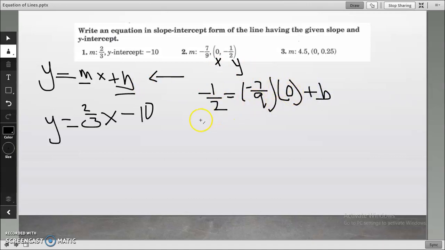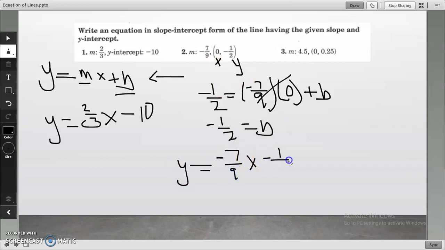So this crosses out, right, because it's times 0. So I get negative 1/2 is equal to b. So now I have my b and I have my slope, so I can plug that in. I get y equals negative 7/9 x minus 1/2. All right, so now let's use point-slope form for the third one.